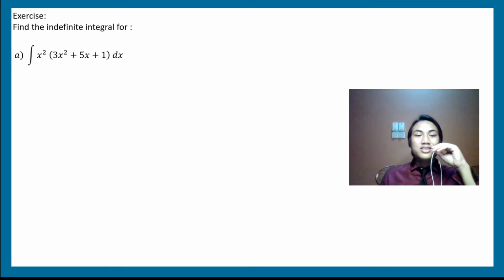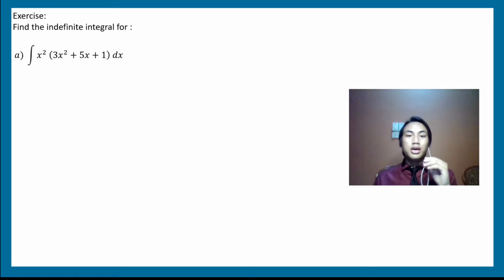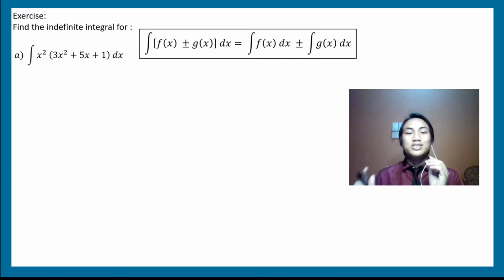Hi guys, so these are the exercises for our previous subtopic, that is indefinite integral for combinations of multiple algebraic functions. So here we have the integral of s squared in brackets of 3s squared plus 5s plus 1 ds. Alright, so this is the question. So what is the formula that we have to use? Okay, so we have this one, right?